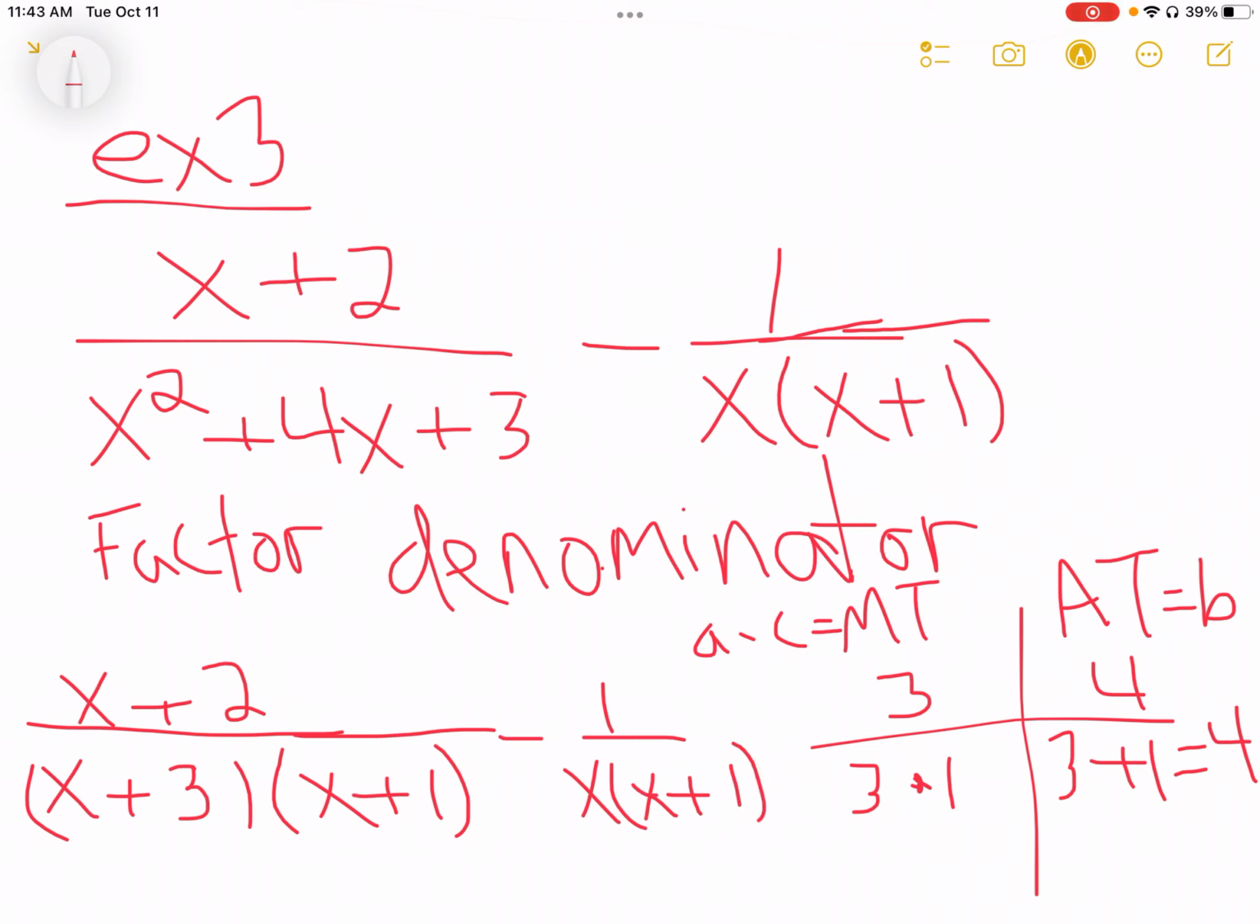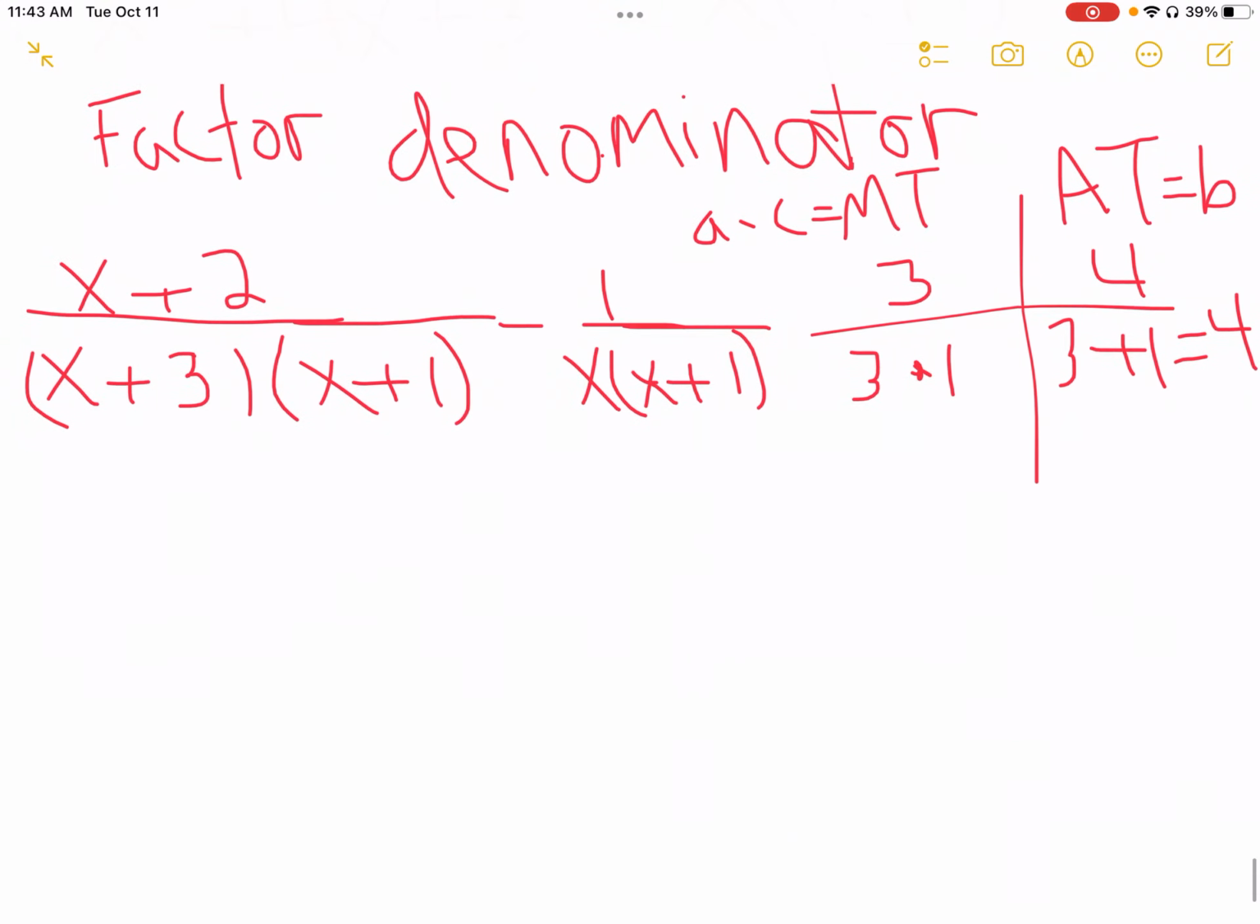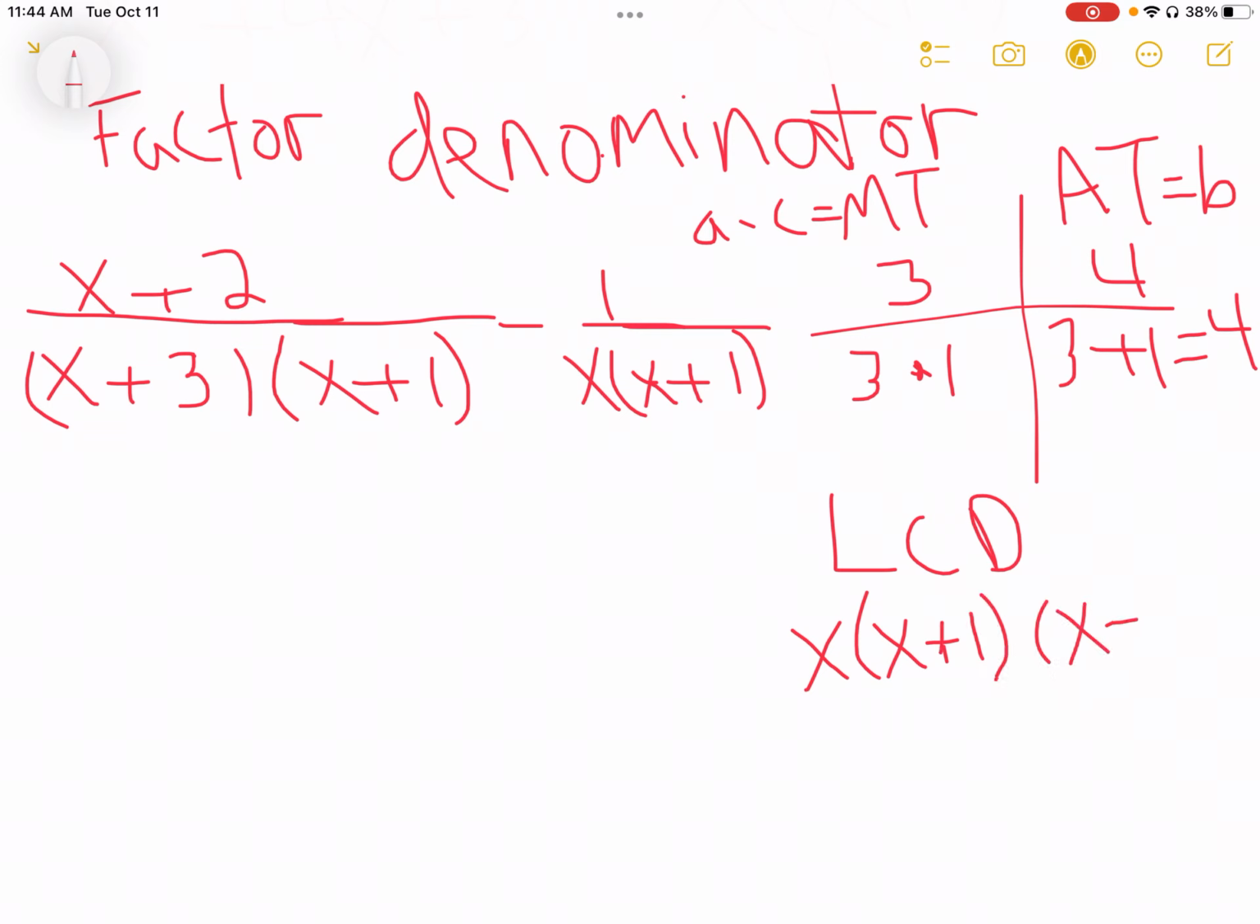Okay, now it's easy to identify my LCD. Now I can find my LCD. My LCD is what? Well, I have x plus 3, x plus 1 in the first one, and then I have x plus 1 in the second one. So my LCD's got to be a combination of both of those. So it has to have x in there, it has to have x plus 1, and it has to have x plus 3.